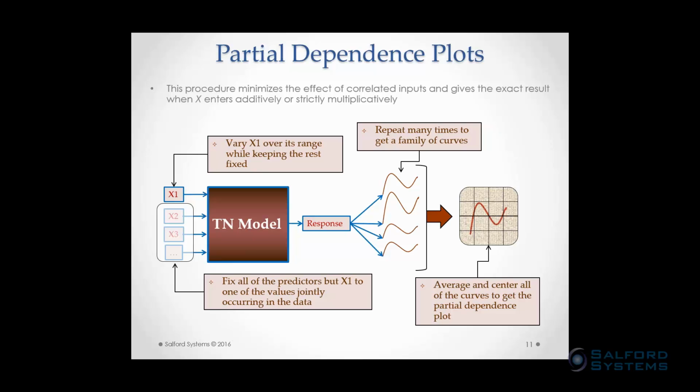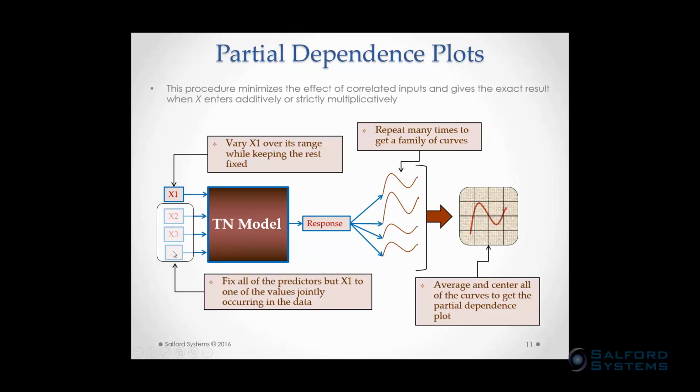So what happens here is you start by fixing all of the predictors except the one that you'd like to create a plot for. So let's just say we're creating a plot for x1. So what we do is we look in our data and we fix the remaining predictors to one of the values jointly occurring in the data. So those are now fixed. The next step is to vary x1 over the range of its values. So when we do this through our TreeNet model, we're getting a response. We're getting a curve. So we're just getting one curve from doing this process once.